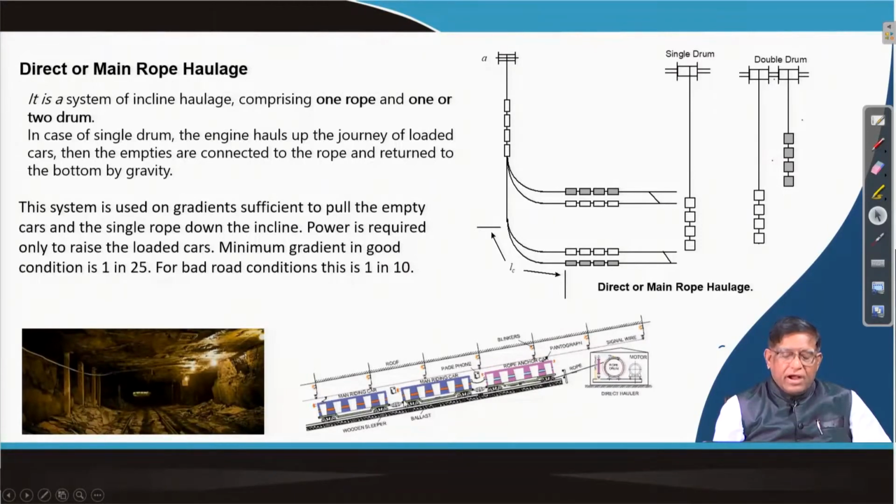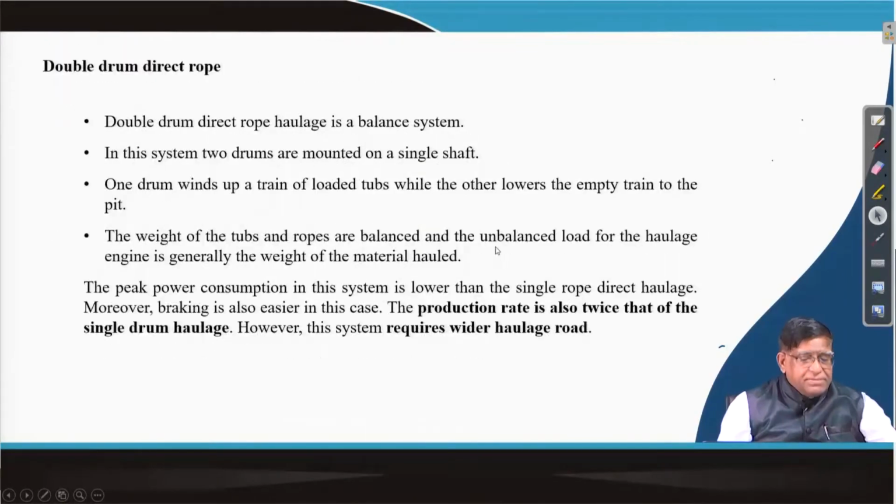Here we have the man riding cars, that is, the same rope haulage can be used for people to travel down and up. At the end there will be the haulage drive here, where the motor, the drum and the brake system are. That is the way rope haulage is used for transporting men in a man riding car like this. So we have this direct or main rope haulage, and you can see this is a very simple system.